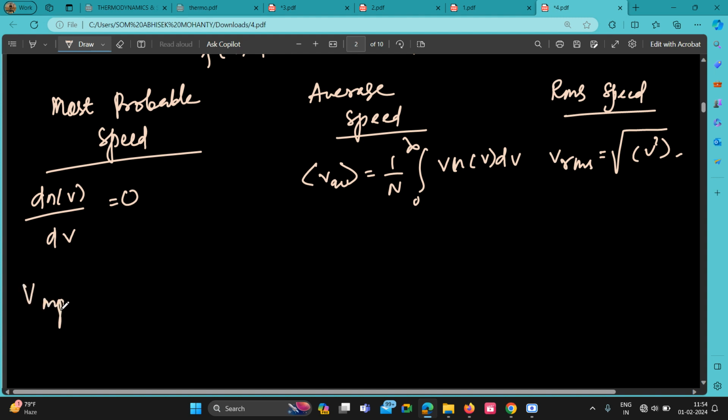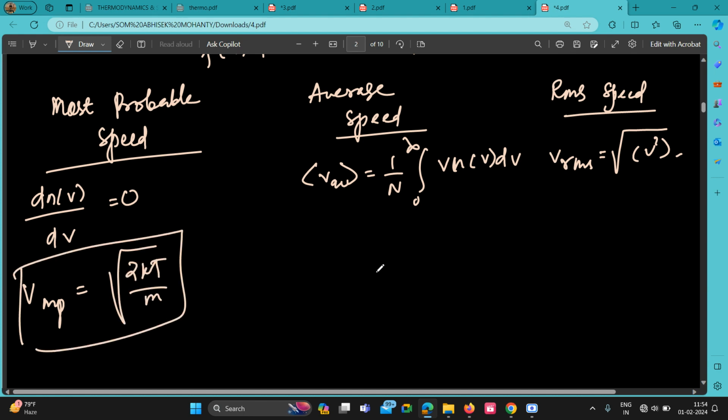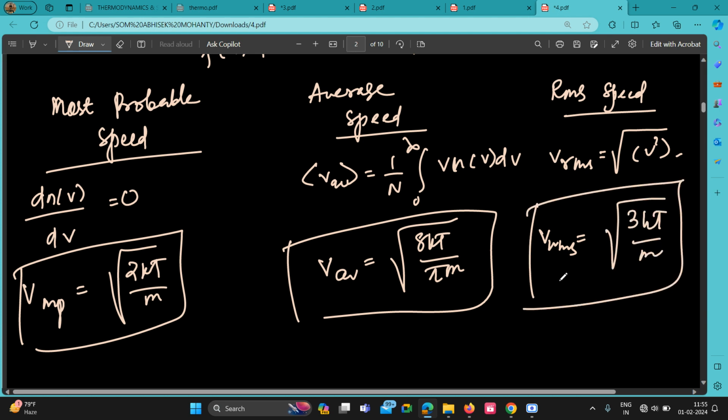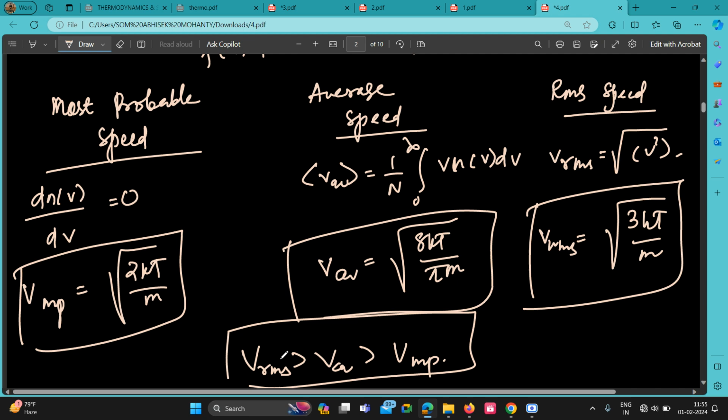Okay, wait. This is the main formula. V most probable is root over of 2kT by m. V average is root over of 8kT by pi m. This one remember. Other ones you don't need to remember these days. V RMS is root over of 3kT by m. These ones you need to remember. So from here we can see V RMS is greater than V average, which is greater than V most probable. Is that alright?